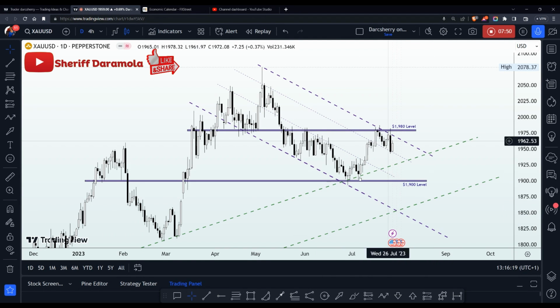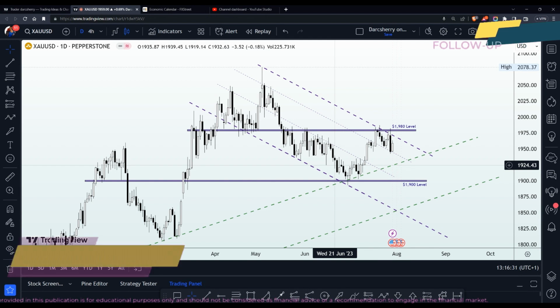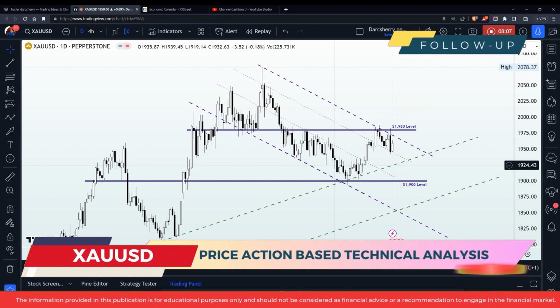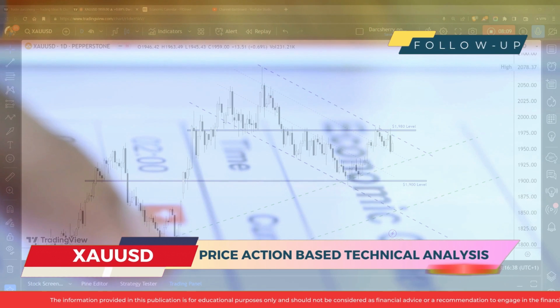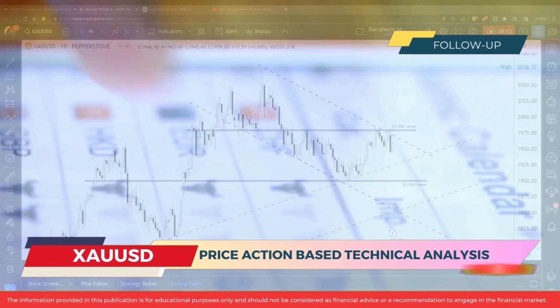Now, with this information we have here, I would like to share with you what I was able to spot on the 4 hours time frame, which of course is going to be what we are going to be using to guide our trading activity for this week. But before we scale down into the 4 hours time frame, I would like to share with you the fundamental factors that we are going to be looking forward to this week.